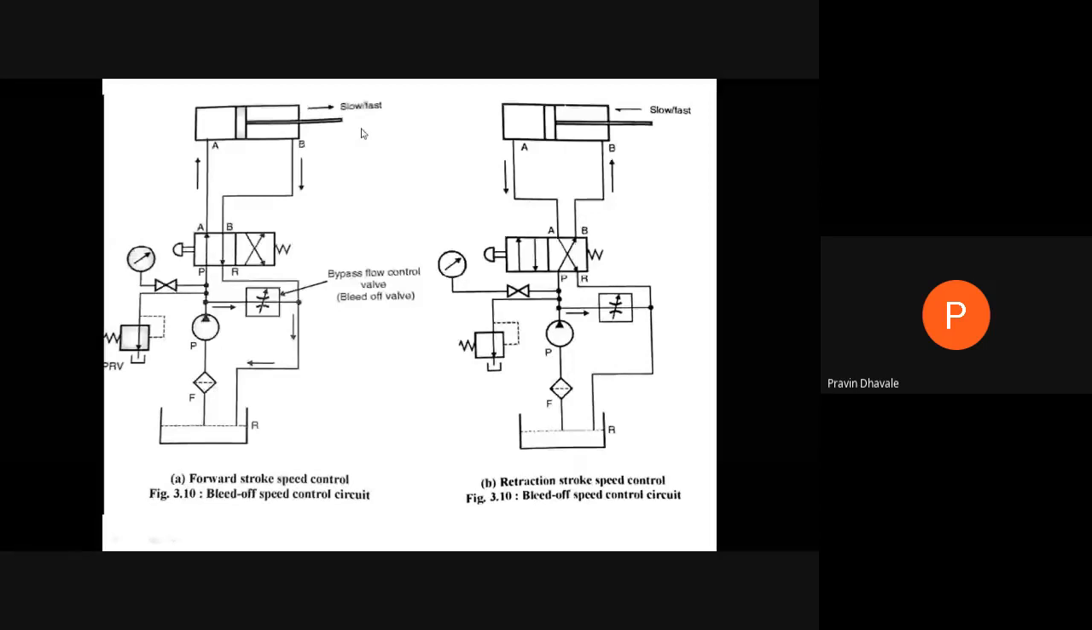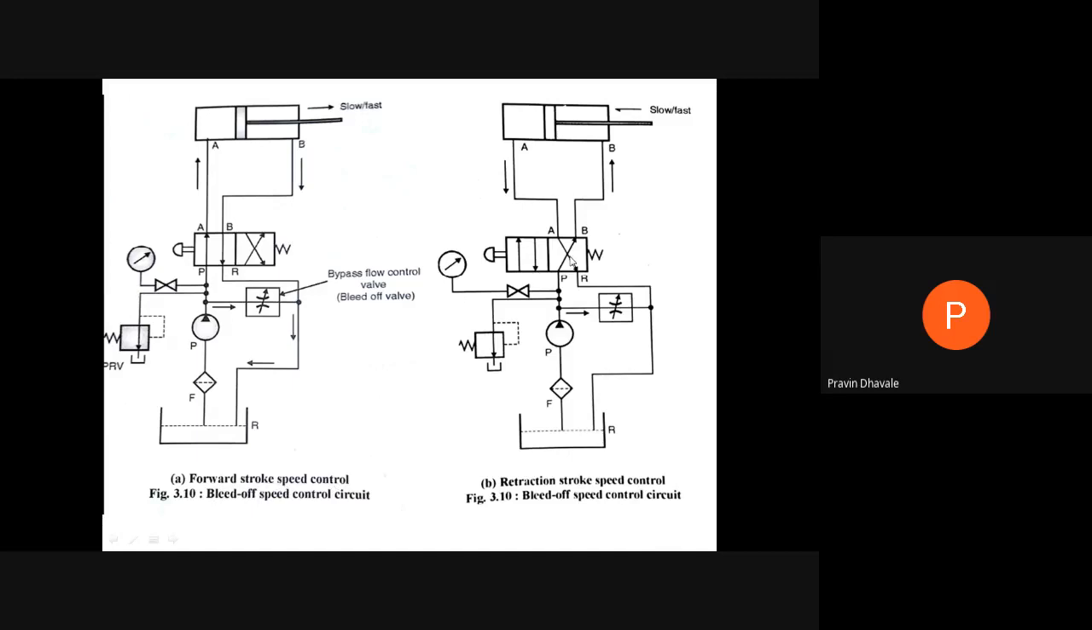So by using this bypass control valve or bleed off circuit, we can control the speed. Whatever fluid is on the piston rod side comes from port B to R, directly to the reservoir. Means by using the bypass control, we can control the forward stroke of the piston.